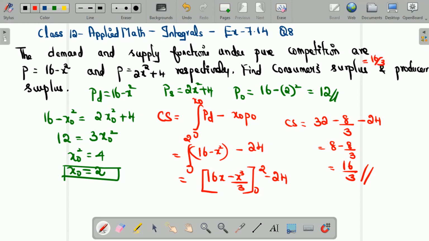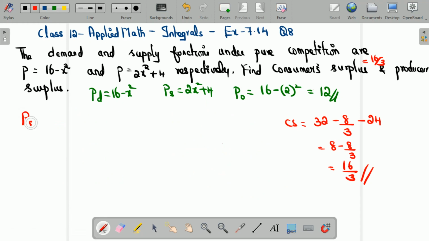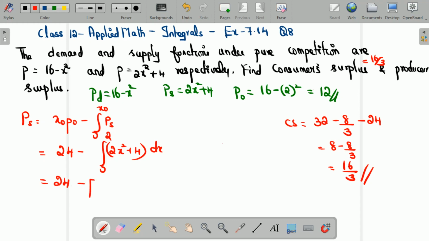Now let's find out producer surplus. Producer surplus is going to be equal to x₀P₀ minus the integral from 0 to x₀ of your PS function. So x₀P₀ is 12 twos are 24, minus the integral from 0 to 2. This time the function is 2x² + 4. So let's perform the integration. This is going to be equal to 24 minus (2x³/3 + 4x) between the limits 0 to 2.